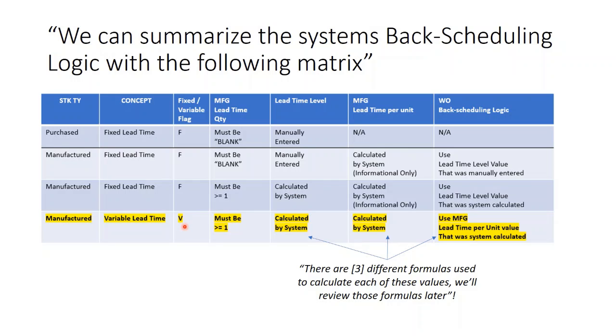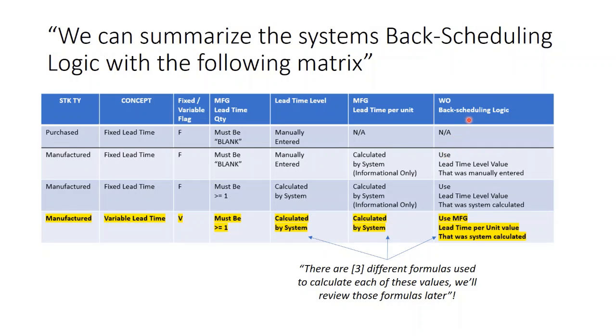If we chose to have a manufactured item using variable lead time concepts, we would set the fixed variable flag to V and again enter a typical run size or standard lot size in the manufacturing lead time quantity field. Then we would run the R30-822A lead time roll-up program, and it would calculate both the lead time level and the lead time per unit fields.